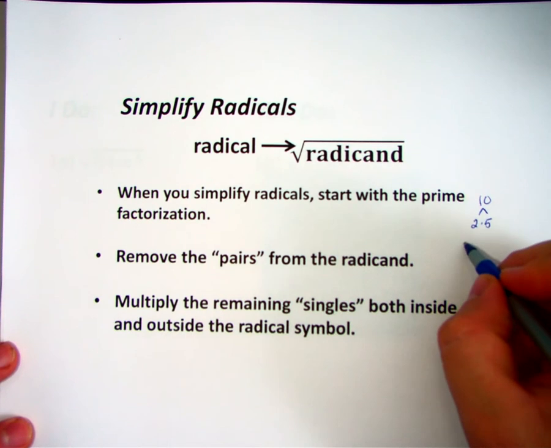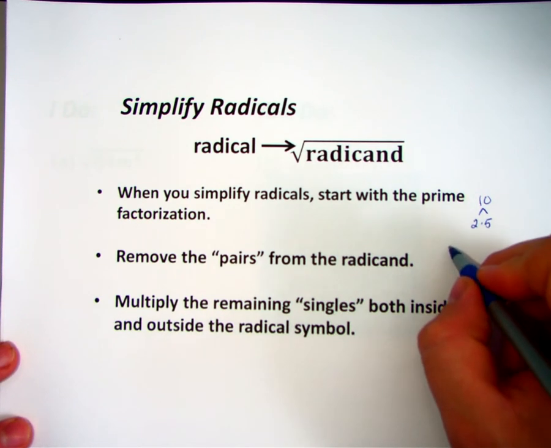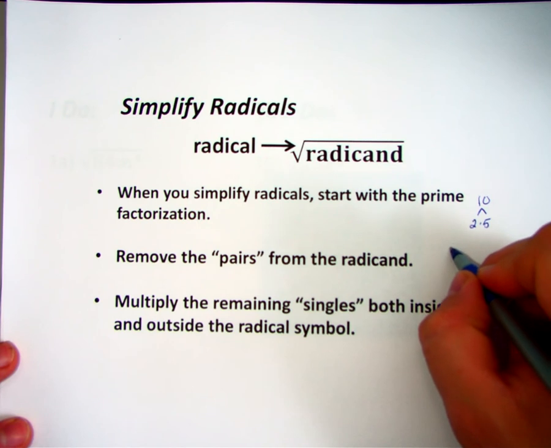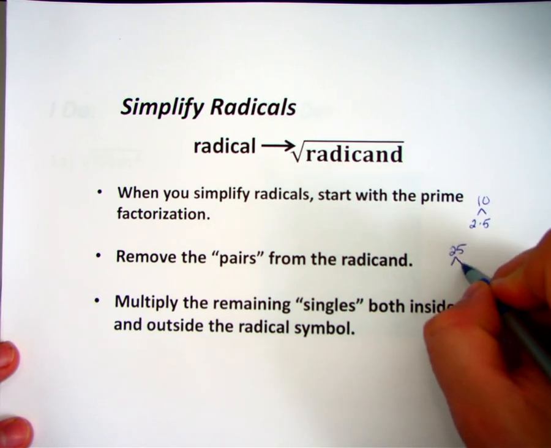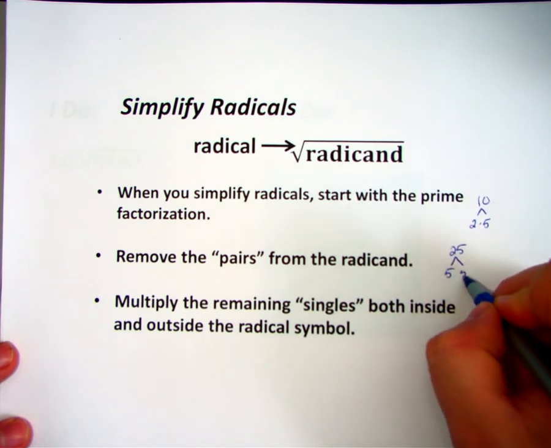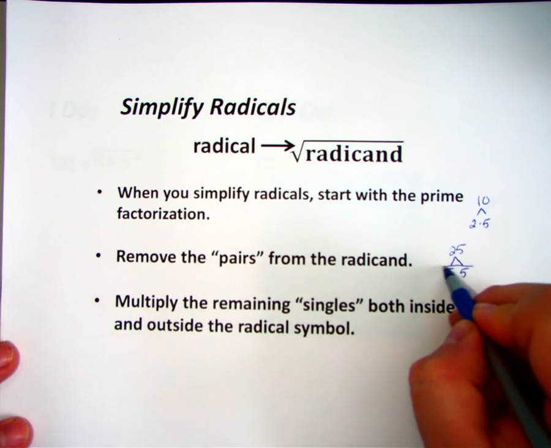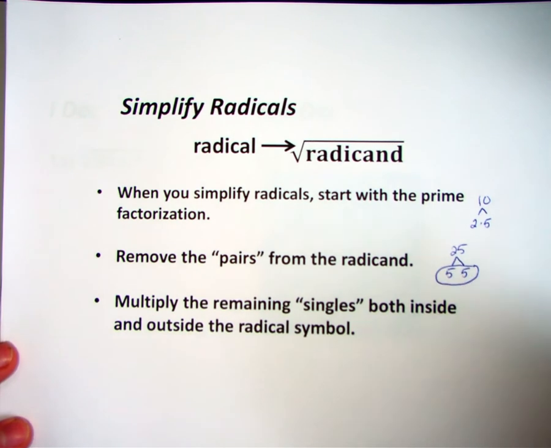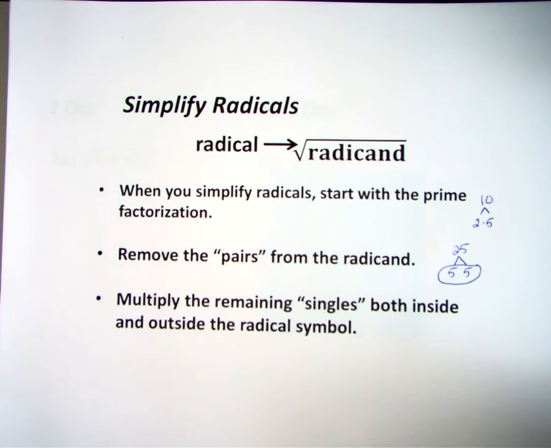So if our number was 25, our prime factorization would give us 5 and 5. Our pairs would be 5. We're going to multiply the remaining singles, both sides inside and outside the radical symbol.